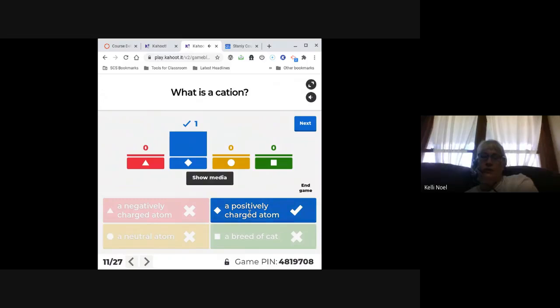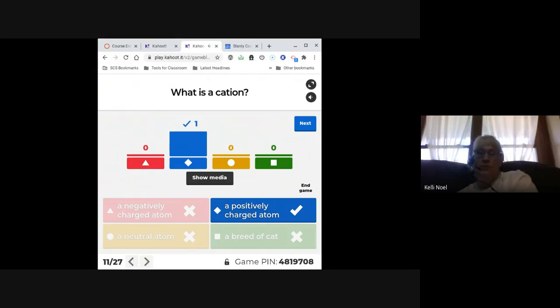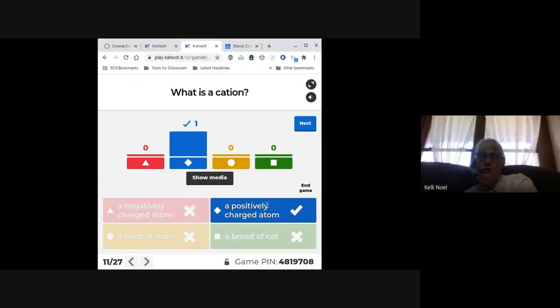All right, a cation is a positively charged ion. This is going to be your metals. It's going to have the positive charge because it has lost or given away electrons, so it makes it have a positive charge.